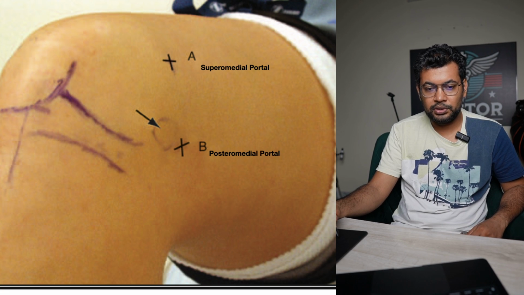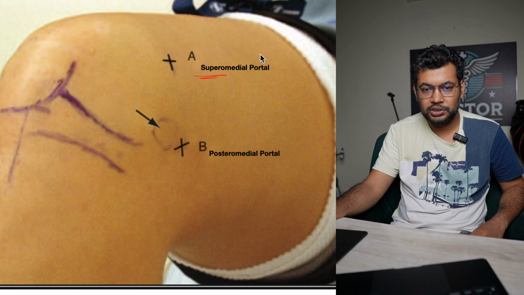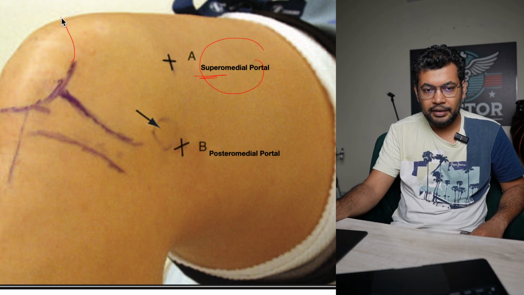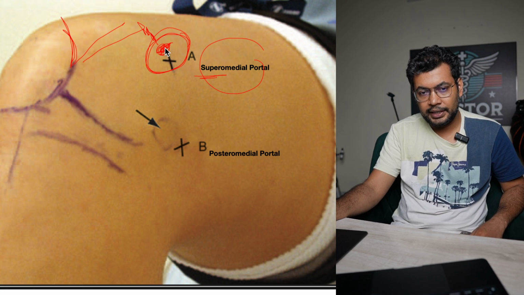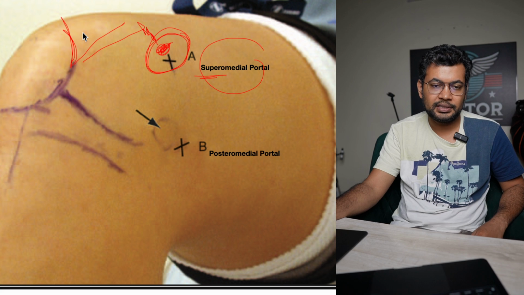Let's now talk about the superomedial portal. So this is the superomedial portal. Here we mark the full patella. Then we go 3 to 4 centimeters superior to the patella and then posterior to the patella. This is where we will start this portal. We will take a skin incision and then we will use the trocar and the cannula and we will try to go to the underside of the patella.